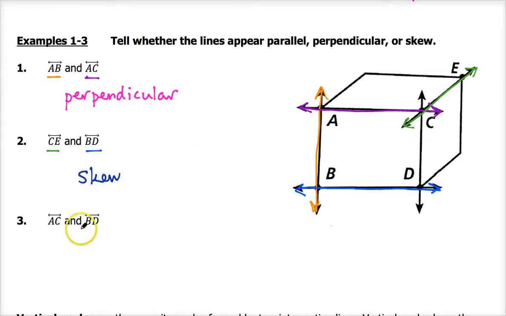Okay, number 3, we have line AC, which I've already highlighted in purple up here, and then line BD, which is highlighted in blue. So line AC and line BD don't intersect, but notice they're both a part of plane ABD. They both lie on this front face of this box. So because they're both on the same plane, we would call those parallel lines.